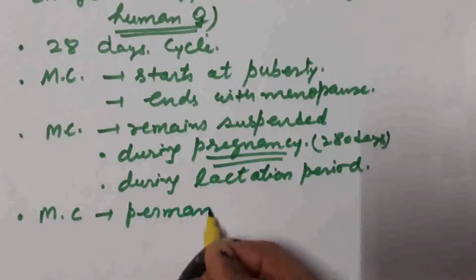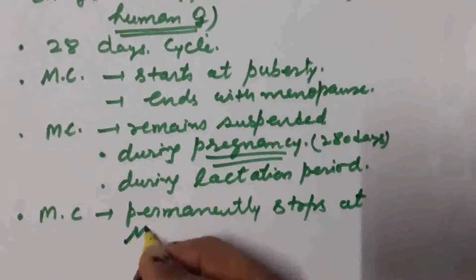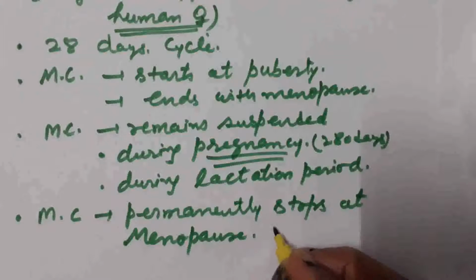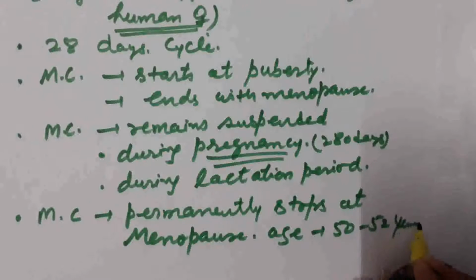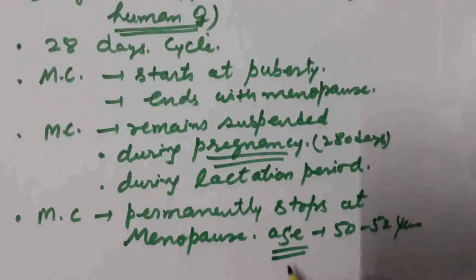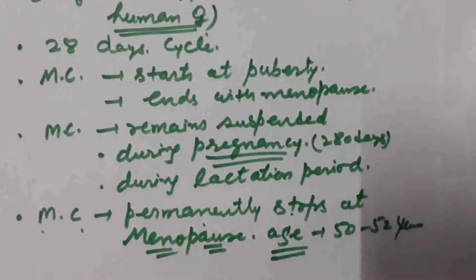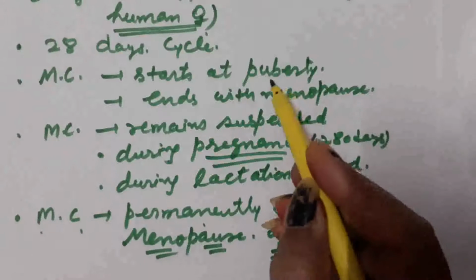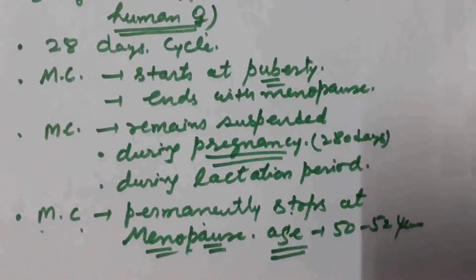It permanently stops at menopause. At the age of 50 to 52 years, menopause takes place in the human female and the menstrual cycle permanently stops. So the reproductive period in the human female is from puberty to menopause, where the reproductive cycle works and reproduction is possible.